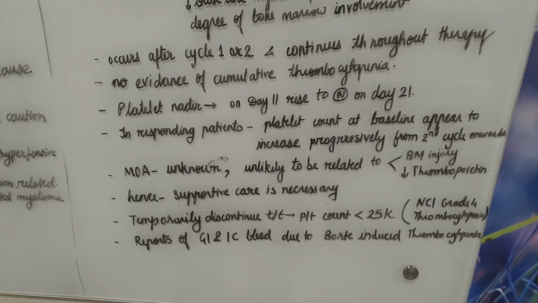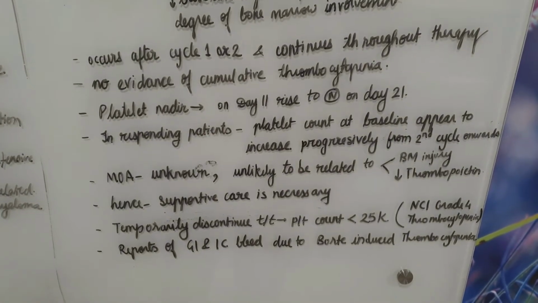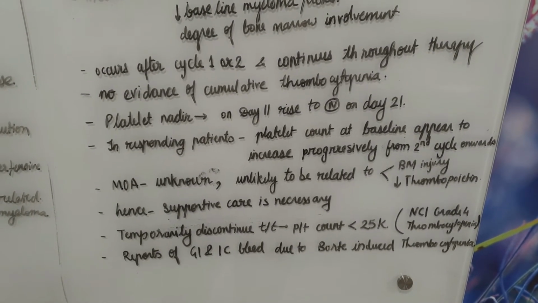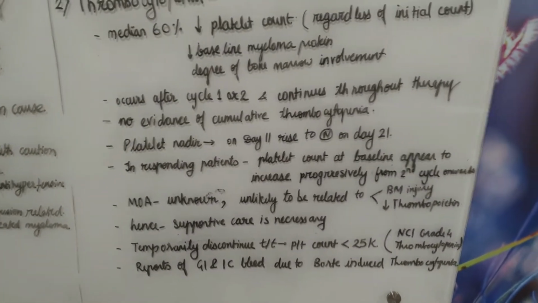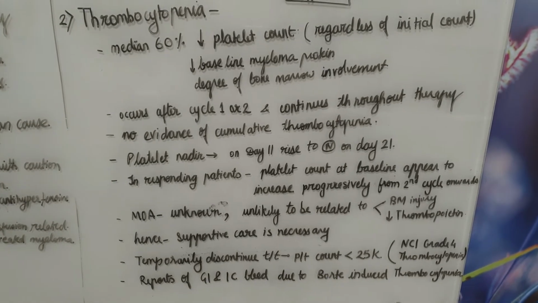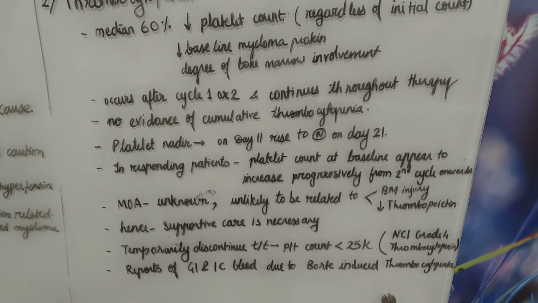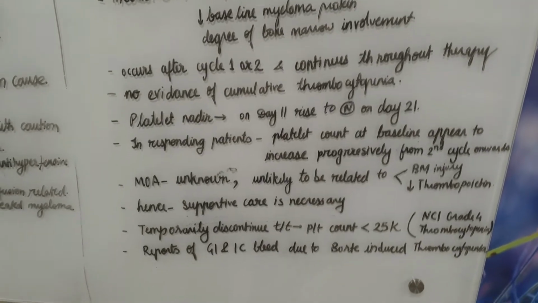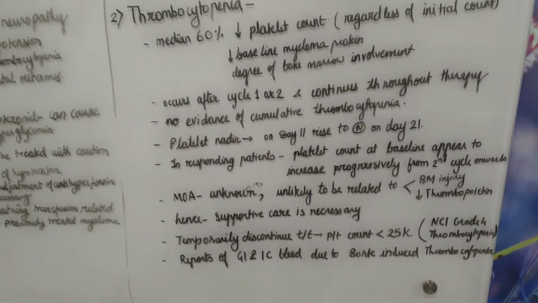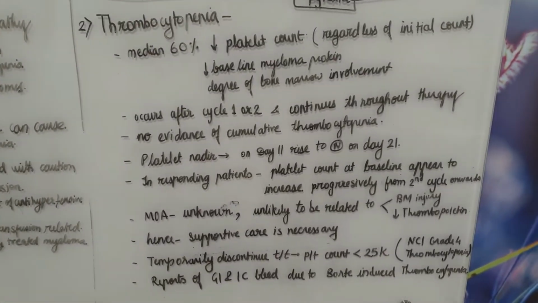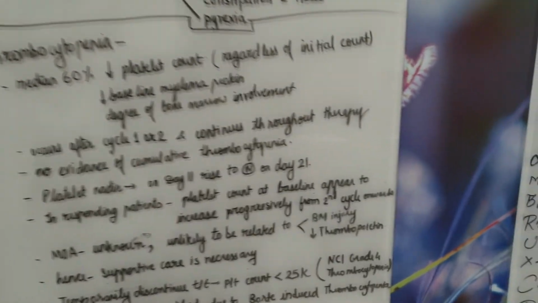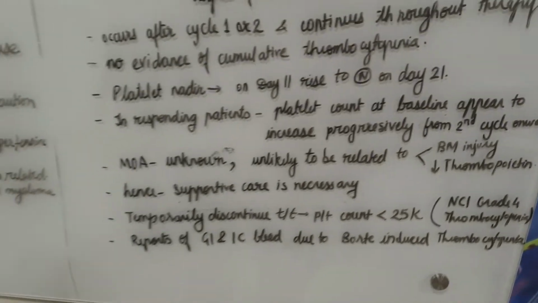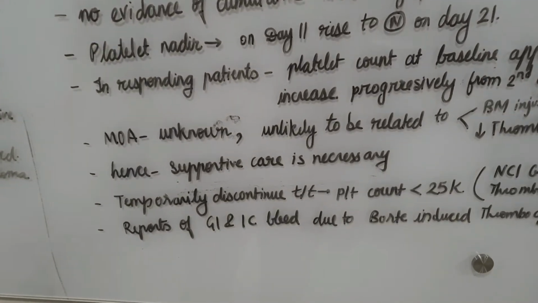The platelet nadir comes basically on day 11 and it rises to normal on day 21, which has to be noted. In responding patients, the platelet count at baseline appears to increase progressively from the second cycle onwards. The exact mechanism is unknown, but it is unlikely to be related to bone marrow injury or a decrease in thrombopoietin levels. Hence, only supportive care is necessary.